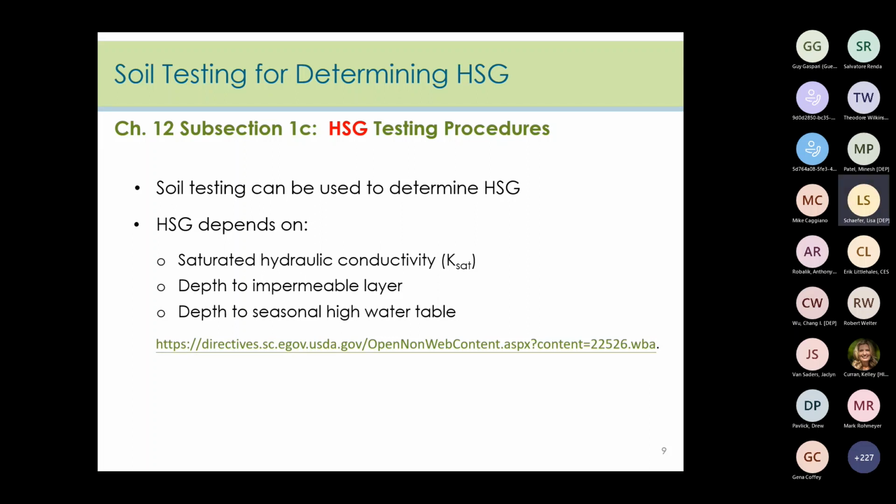Table 7-1 in Chapter 7 of the NRCS National Engineering Handbook, Part 630 for hydrology, is where the list of criteria for assignment of HSG can be found. You're going to take note that older versions of this presentation may have used a different link, so you can share that information with your coworkers.